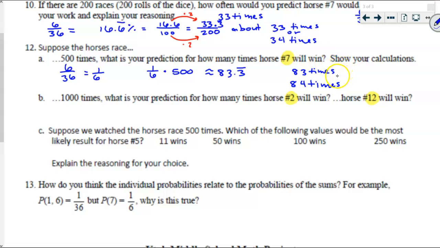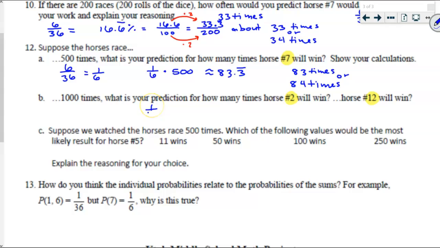So, is it wrong if you say 83 times? No. But I think it's worth noting that it is appropriate to say 83 or 84 times, knowing that that 0.3 does have an impact on that probability. Okay, with that in mind, 1,000 times then. 1,000 times, we're going to repeat that process.